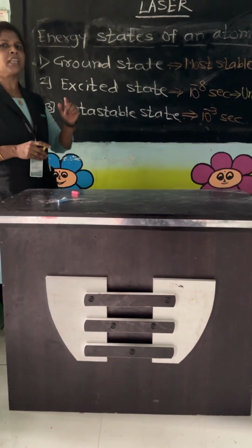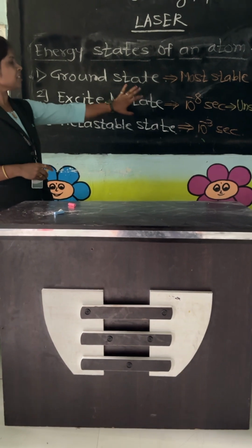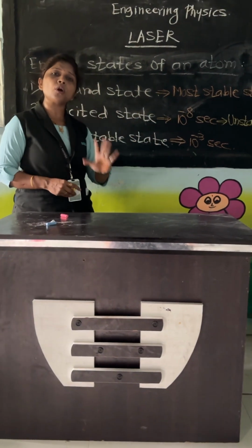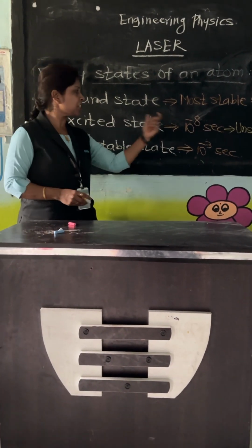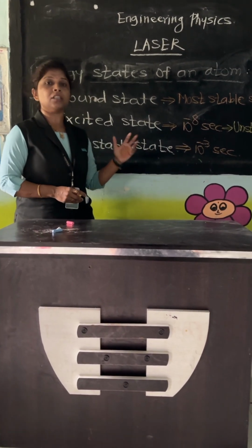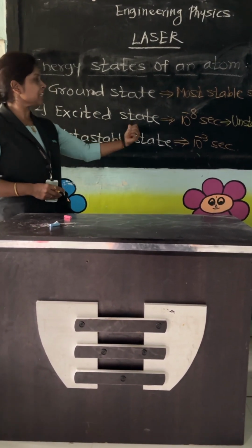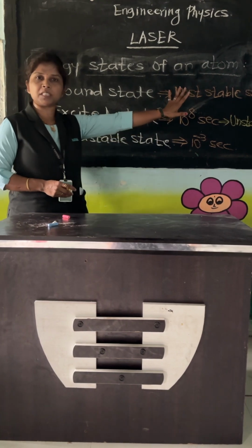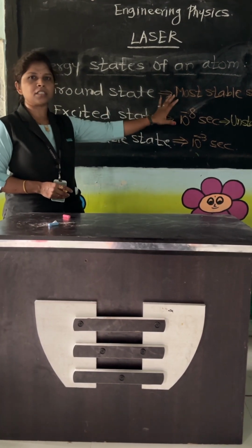Any atom can remain in this excited state for a very short period of time, and that time duration is nearly equal to 10 raised to minus 8 second. Thus, this excited state is called an unstable state.